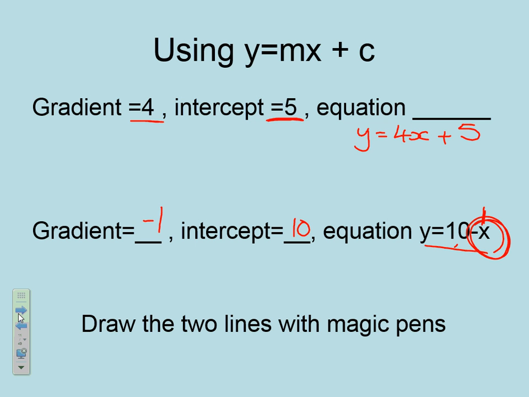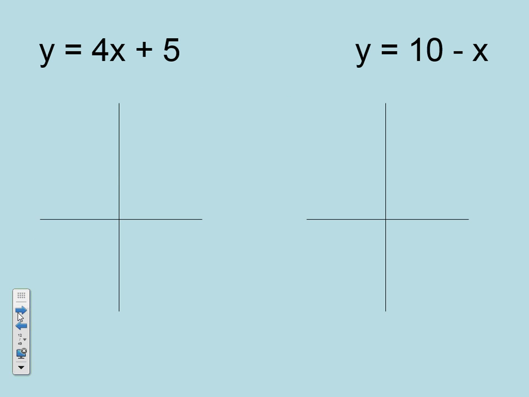You can draw those. In fact, let's draw them on the next bit. This one here, 4x add 5. So we know it's crossing at 5. It's got a gradient of 4x, so it's going up with a gradient of 4. This one here is crossing at 10. We'll put the 10 on there, and it's going downwards.